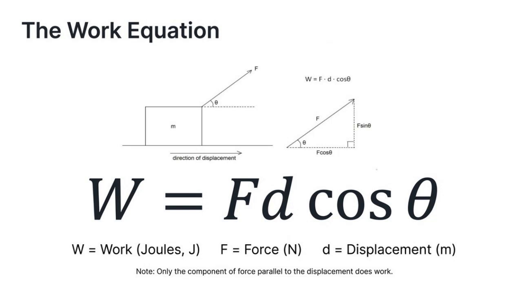This means if the force is applied directly in the direction of movement, the work done is just force times displacement. If the force is applied at an angle, only part of it contributes to moving the object. This is why the equation has that cosine term to adjust for the angle.